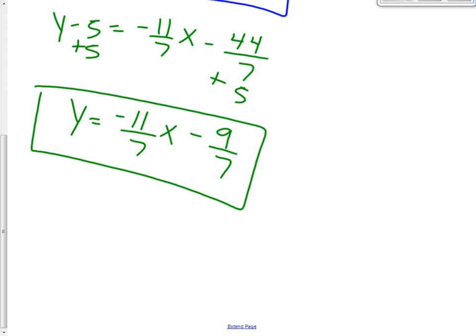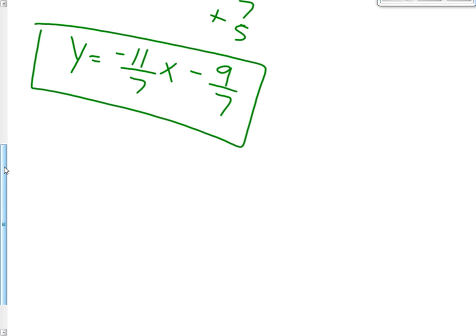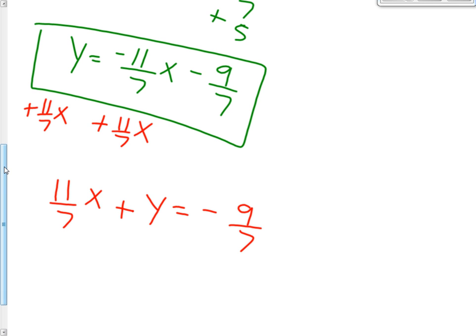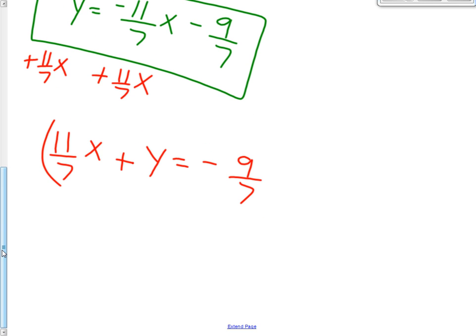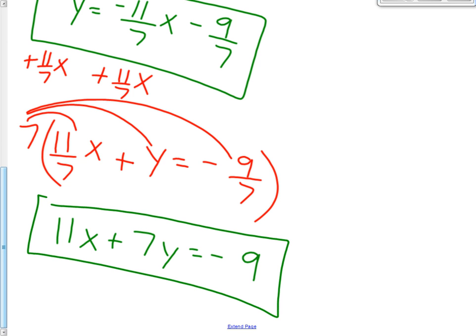So answer number 3 is to get it into standard form, which means that we need both x and y on the left side. So let's add this 11 sevenths x to both sides. So we have 11 sevenths x plus a y equals a negative 9 sevenths. I can't have this as my answer though because I'm left with fractions, so whenever I have fractions, I got to get rid of them. Multiply everything by the least common multiple, which is 7. So multiply this by 7, and that by 7. And we're left with the answer of 11x plus 7y equals a negative 9. And there's our 3 answers for problem number 4.